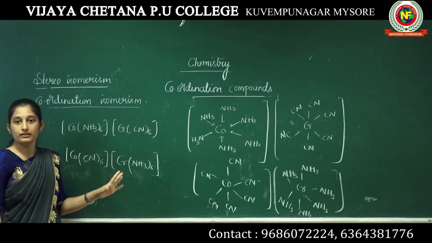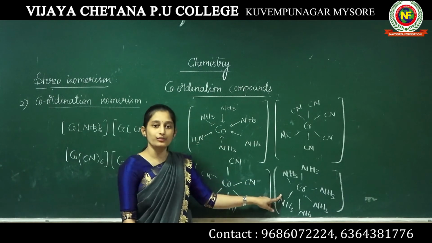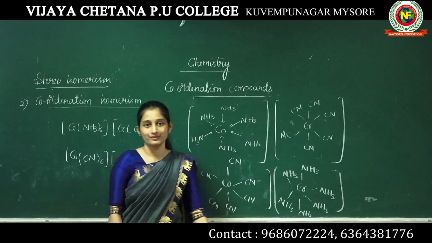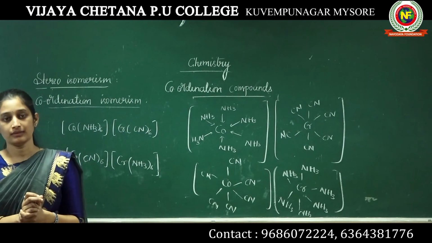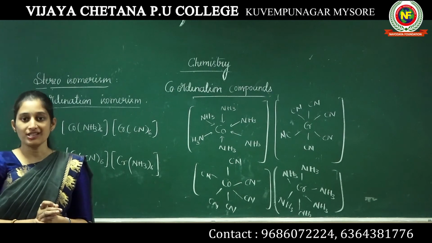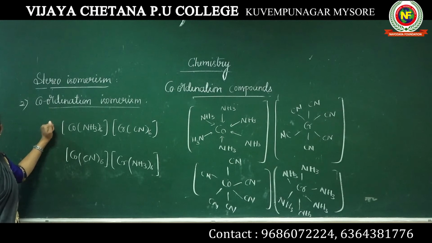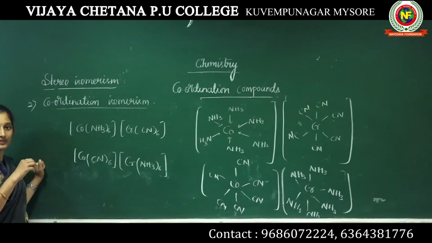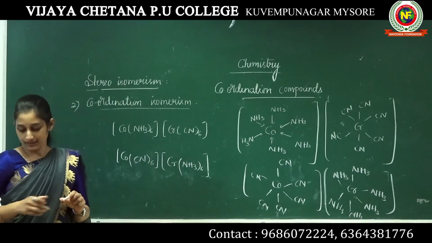It's very simple. Here also 6 ammonia, here also 6 ammonia. But here along with cobalt, and here along with chromium. The exchange of coordinating ligands. Such type of isomers we call coordination isomerism. Here ligands are exchanging with the metal. Such type we call coordination isomerism.